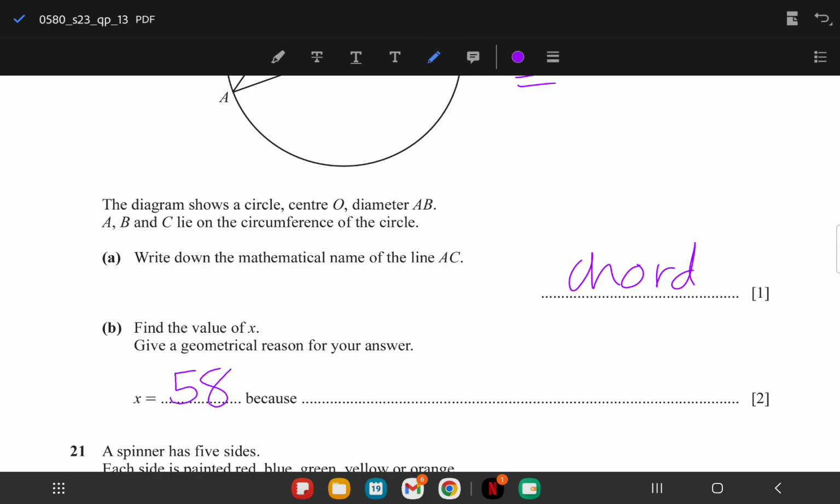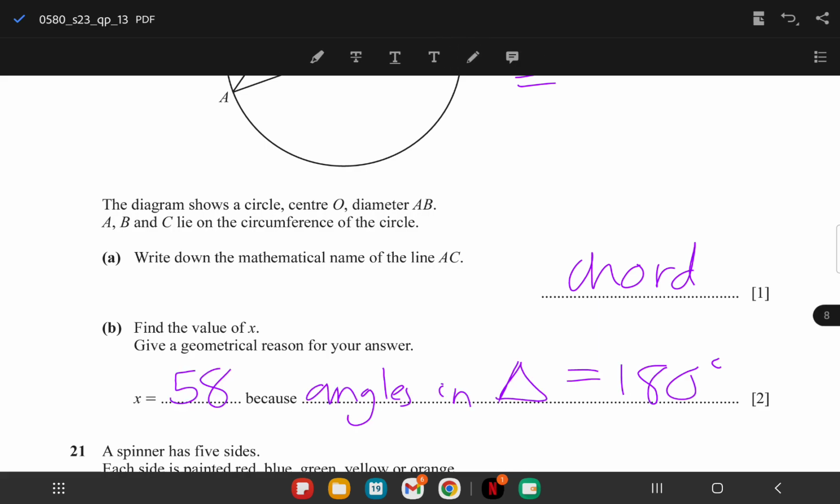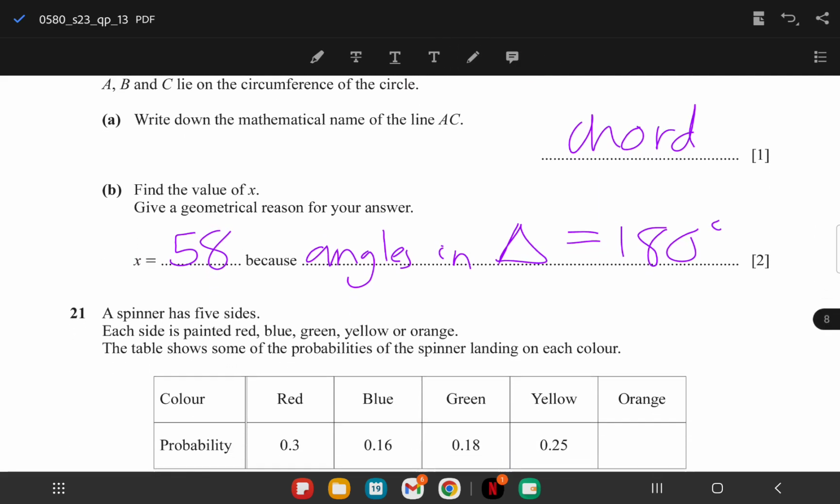The geometrical answer that I would use there's two, but the best one here would be that angles in a triangle are equal to 180 degrees. When we add up the angles inside a triangle, they add up to 180 degrees.